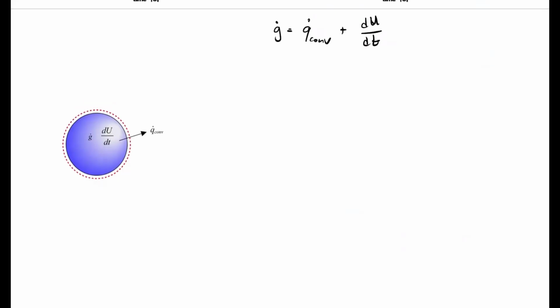Okay, so for generation, the generation is actually the volume times the specific generation, max times exponential of minus t over alpha. I think that was the equation that we had for volumetric generation here.